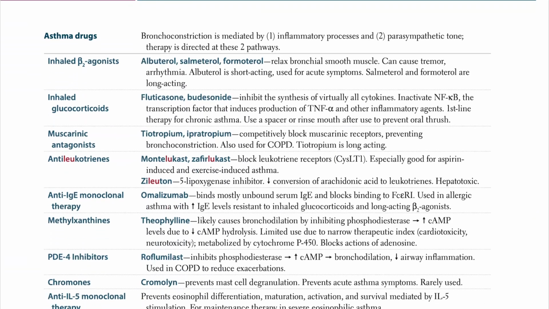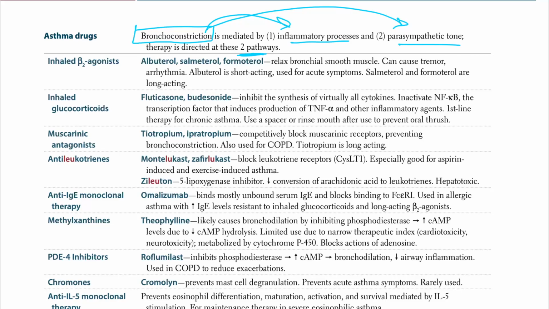Okay, moving on with the asthma drugs. What do we have here? Bronchoconstriction is mediated by the inflammatory process and increased parasympathetic tone. Therapy is directed at these two pathways. In asthma we have bronchoconstriction that is mediated either by the inflammatory process, because of inflammation we're getting bronchoconstriction, or by increased parasympathetic tone. So therapy is about these two pathways.